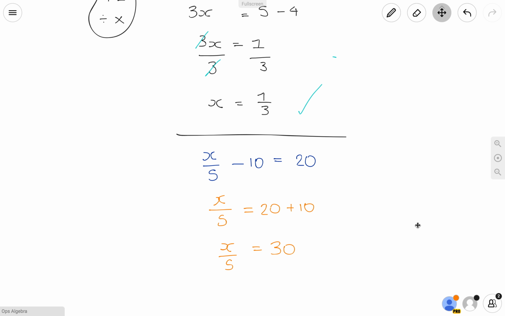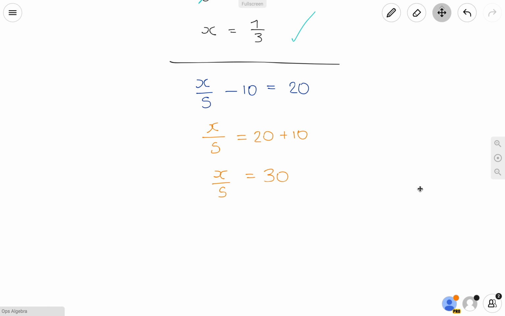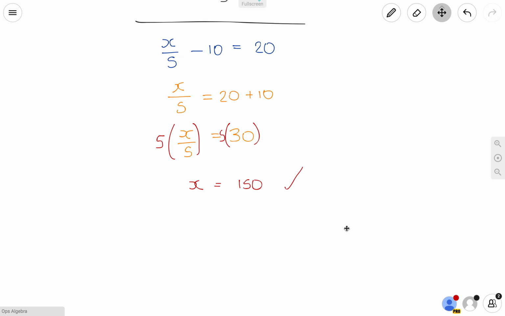Now we've got to multiply both sides by 5. I can write it like this: times by 5, times by 5. And we get x equals 5 times 30, which is 150. I knew you knew that. Nice, and we got x. Let me show you another quick example now.